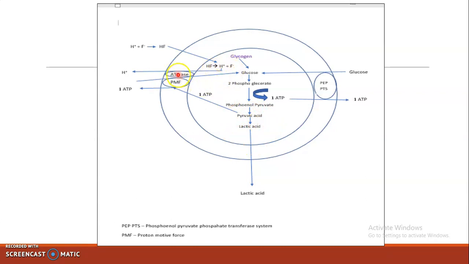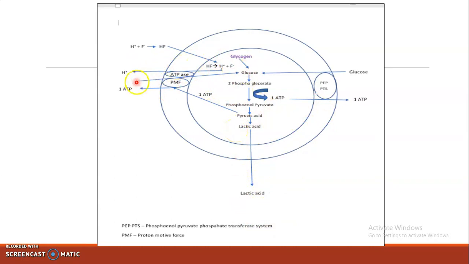So when fluoride inhibits the ATPase pump, it reduces the efflux of H plus outside. It reduces the aciduricity. And when fluoride inhibits this enolase enzyme, it prevents the formation of lactic acid because this enolase enzyme does not work. So there is no formation of lactic acid. It reduces the acidogenicity. So this is one mechanism by which the aciduricity and acidogenicity are reduced.